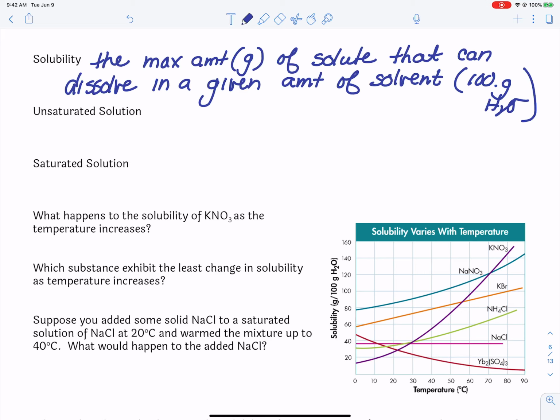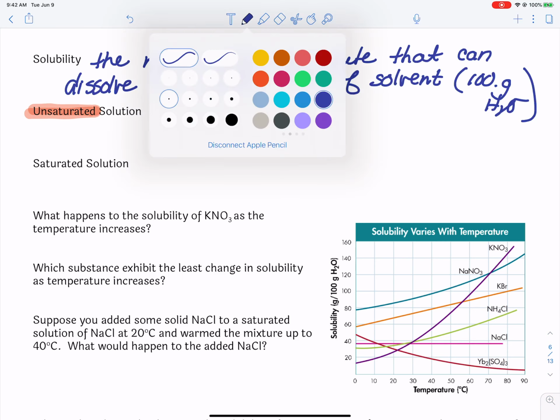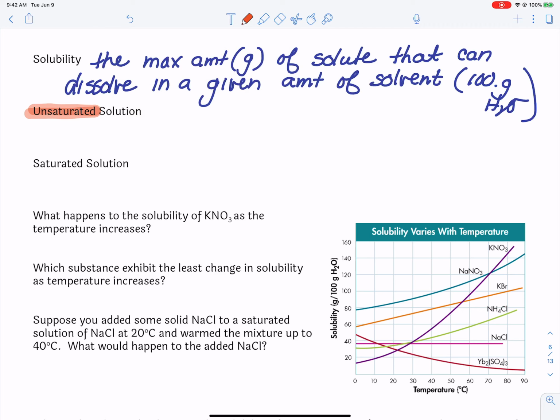So if you look at the graph here, the graph shows a bunch of different chemical species and how their solubility is affected by temperature. And we have a couple of different words that can be used to describe a solution. An unsaturated solution, right? So think of unsaturated. What might that mean? It's when you have less than the maximum.